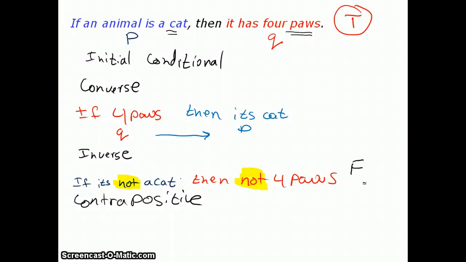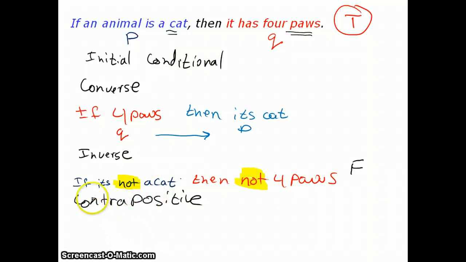So that's my counterexample. Now a fish is not a cat, but it also does not have 4 paws. That supports the statement. The counterexample has to be a case where the if part is true, so not a cat, and the then part is false. So not 4 paws is false, meaning it has 4 paws. Like a dog would work, bear might work. Any of those things that does have 4 paws would work as long as it's not a cat.